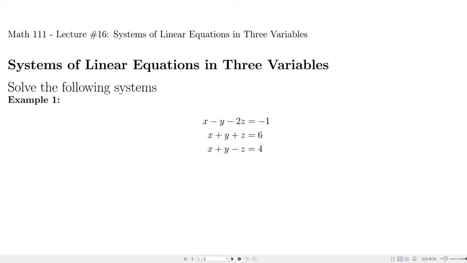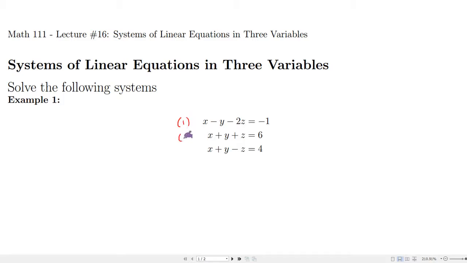In our next lecture, we're going to talk about solving systems of linear equations in 3 variables. And we're going to use similar techniques that we used before when solving systems of equations in 2 variables. Primarily, though, the main technique is to eliminate one of the variables, and then you will have a system with 2 variables, and then you can use any of the previous techniques.